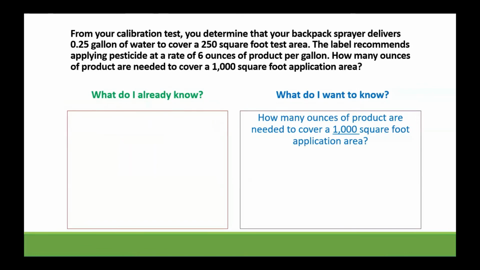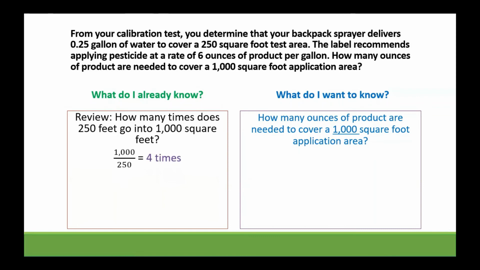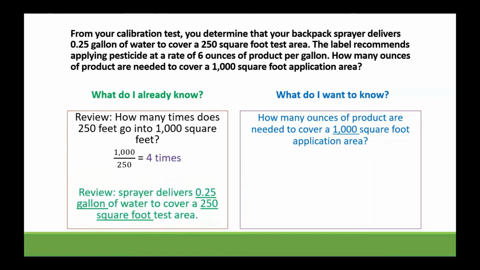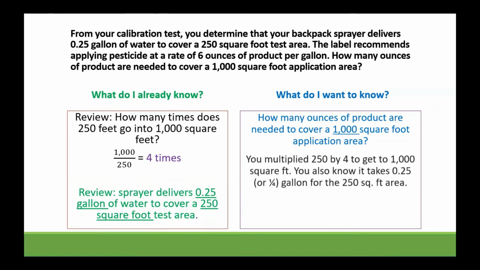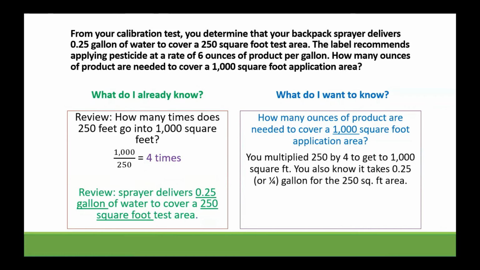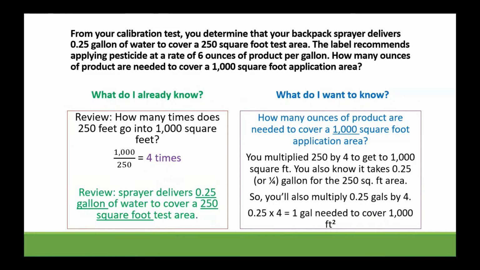Here's a quick review to tie all of our information together. How many times does 250 square feet go into 1,000 square feet? 4 times. Our sprayer delivers 0.25 or a quarter of a gallon of water to cover 250 square feet. Since we multiplied 250 by 4 to get 1,000, we'll do the same thing with our gallons of water. Therefore, we're multiplying 0.25 by 4. So that means we need a gallon to cover 1,000 square feet.